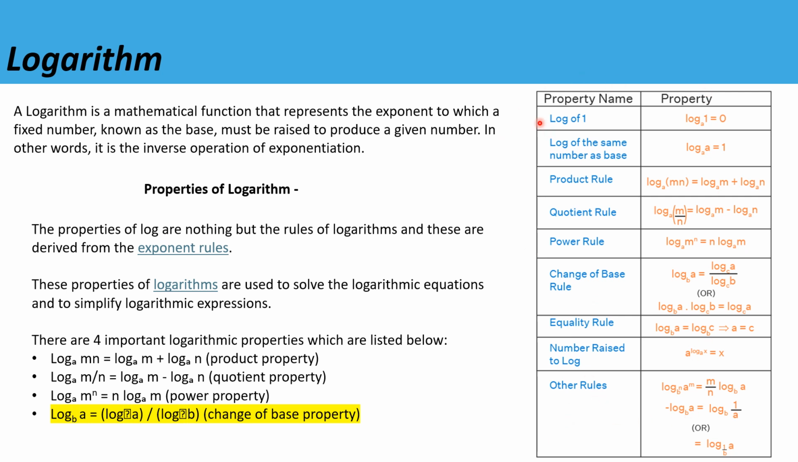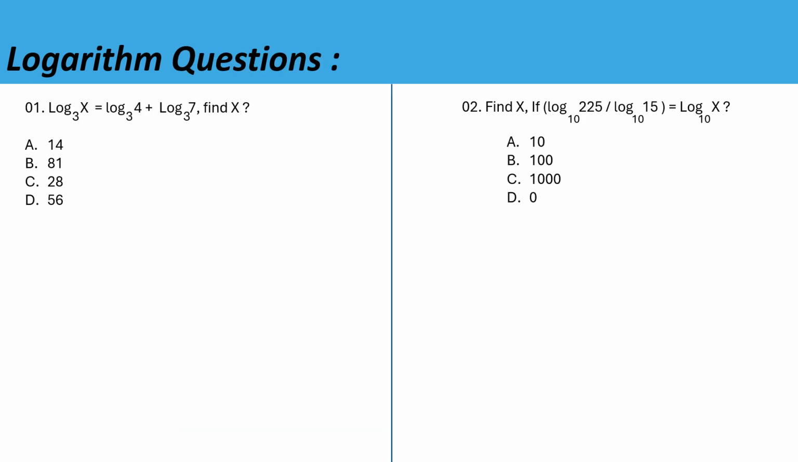Okay. So now how will you read log of 1? The property for that is log of 1 to the base a is equal to 0. Now product rule, log mn to the base a is equal to log m to the base a plus log n to the base a. Okay, so these are the property types. Now let us discuss some of the questions. Now let us start with the first question of our logarithm.